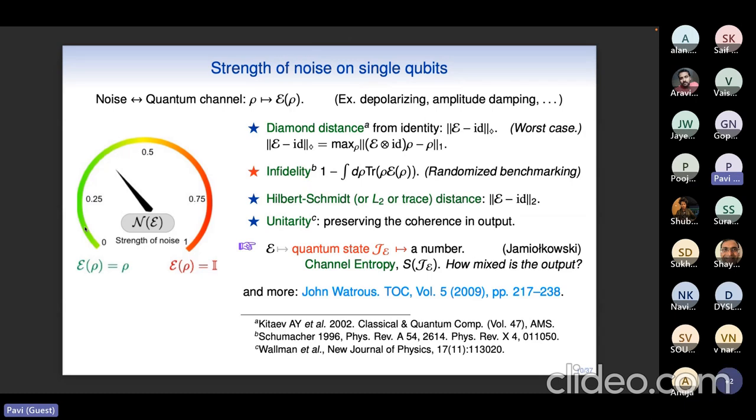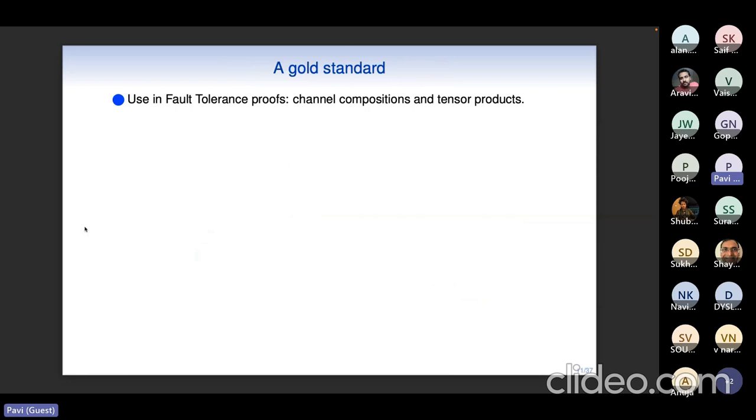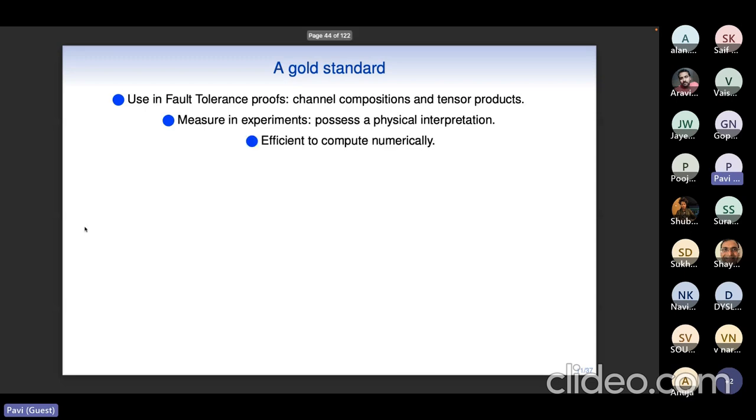Now, we have all these figures of merit of a noise process. What are we really looking out for in these figures of merit? Well, the gold standard is that we want a figure of merit that we can use in proofs. We want something that we can measure in experiments. We want to efficiently compute it in simulations. We also wanted to answer our main question, which is to predict the error on the logical qubit.